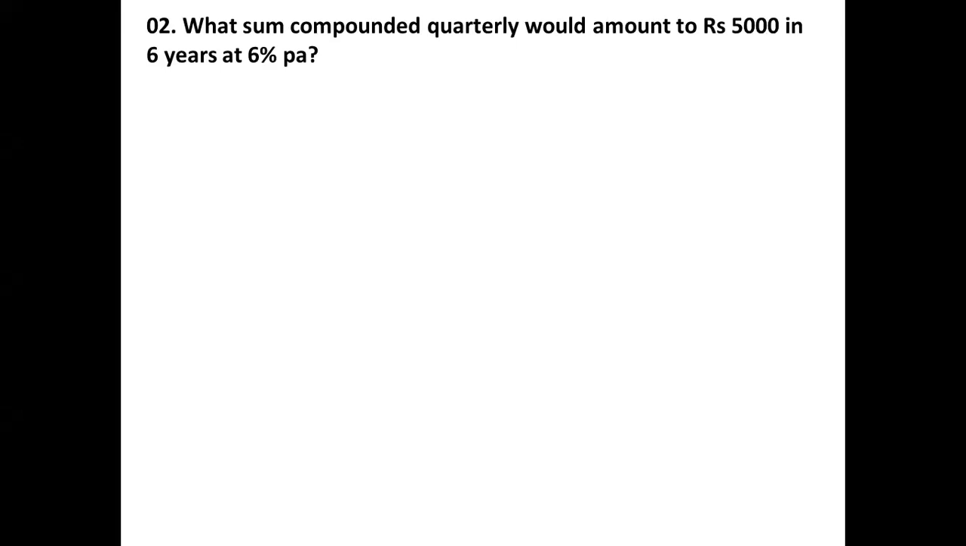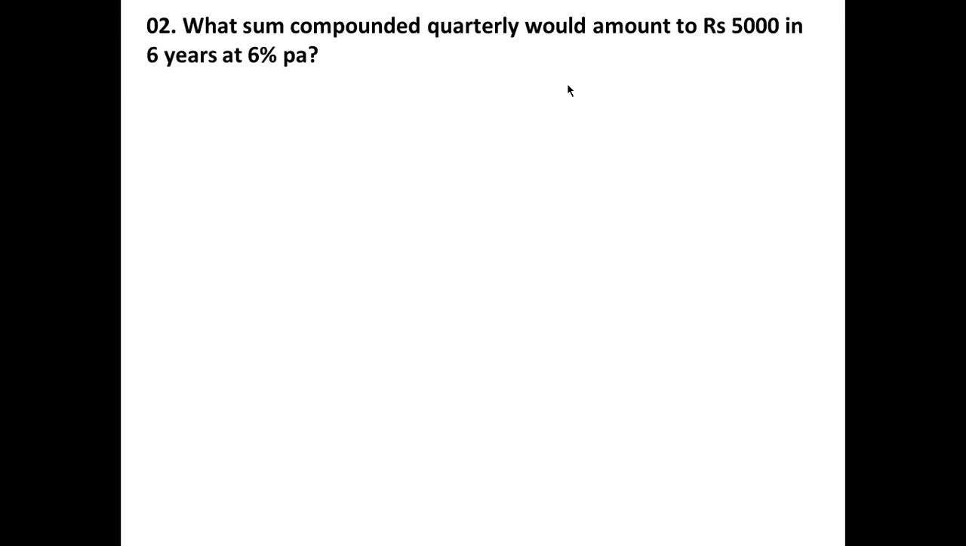Compounded quarterly means you have to calculate interest quarterly and add it to the principal. Interest calculated quarterly and added to the principal is called compounded quarterly. Then anyone tell me, quarterly means how many quarters are there in a year? Quarter means 3 months, quarter means 1/4 year, which is 3 months.